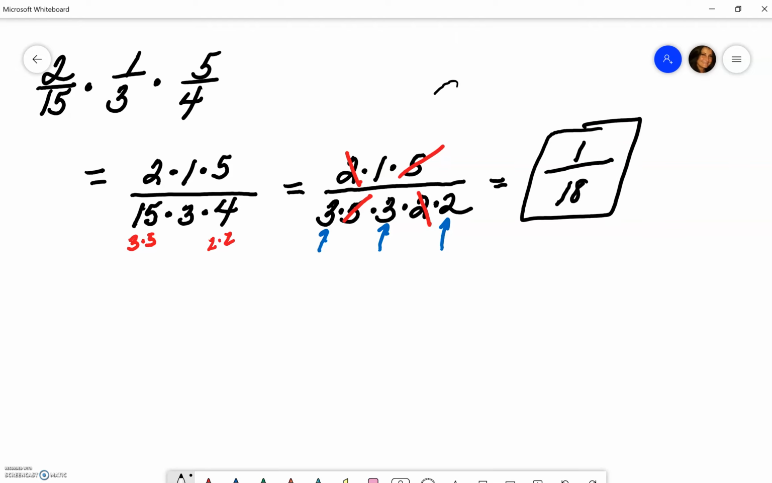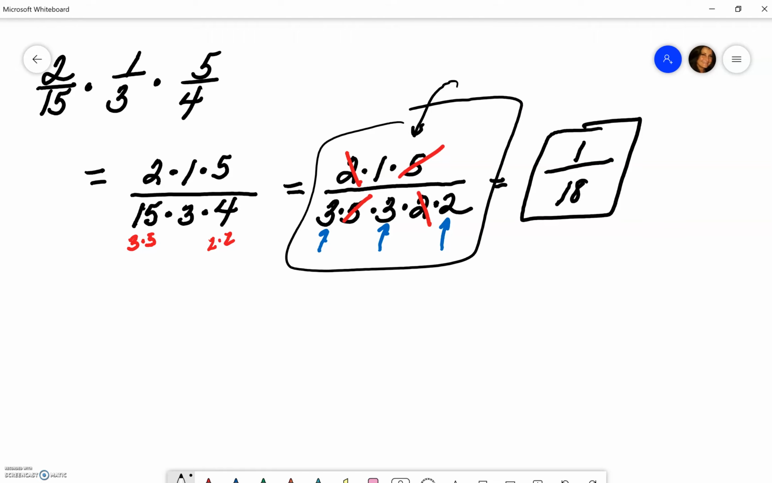So it's always important to make sure you're factoring out and reducing it before you multiply anything out. It's harder to multiply and then reduce from that point. So you always want to make sure you're taking care of that step first.